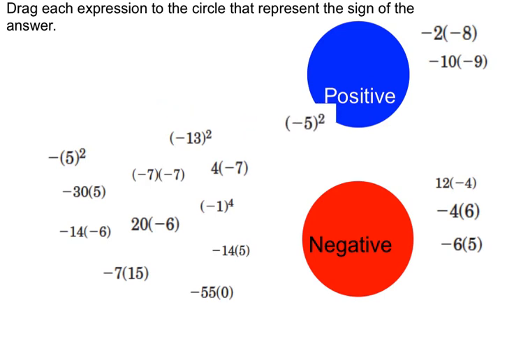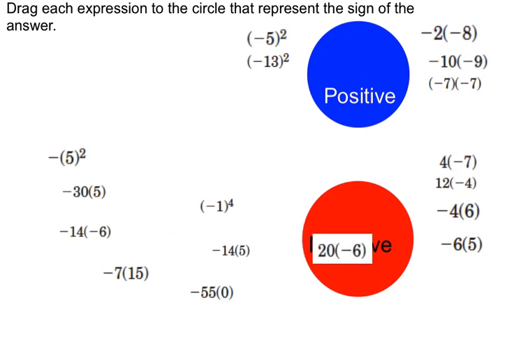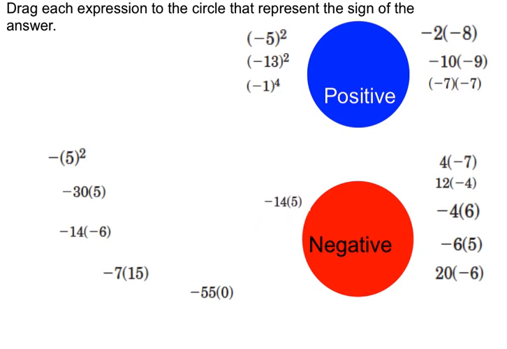Negative 5 squared, that's one I want to talk about in more detail in a minute. It's actually positive because I have a negative 5 times a negative 5. Same with negative 13 squared. 4 times negative 7 is negative. Negative 7 times negative 7 is going to be positive. 20 times negative 6 is negative. Negative 1 to the 4th is actually positive, and I'll discuss that one in just a moment. Negative 14 times 5 is negative. Negative 30 times 5 is negative.